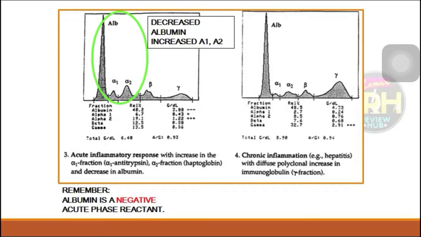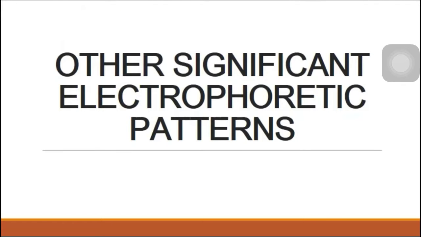So, the chronic inflammatory pattern po differs from the acute pattern po by the addition po of, again, a polyclonal gammopathy po. Again, particularly po in the gamma fraction. Now, other significant electrophoretic patterns.